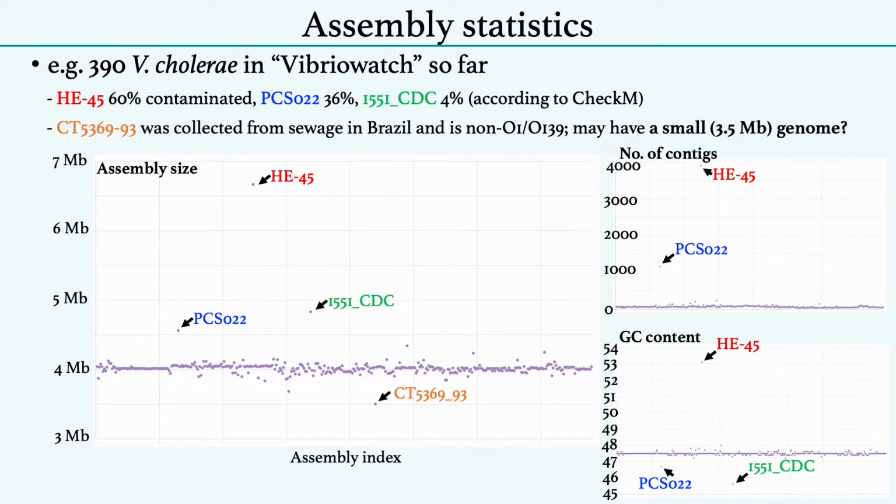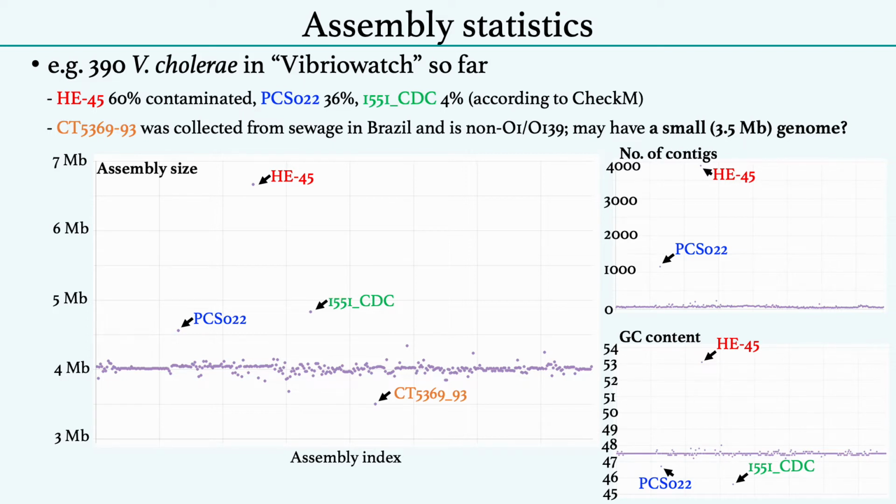For example, on the left I show a plot with, on the y-axis, the size of the assembly, and along the x-axis all of the Vibrio cholerae isolates. You can see that the majority of isolates have a genome size of about 4 megabase, around the size of the reference genome. However, about 4 of the isolates indicated with arrows have very unusual genome sizes. For example, isolate HE45 has a genome size of about 6.5 megabase.